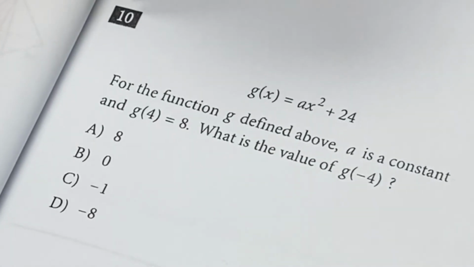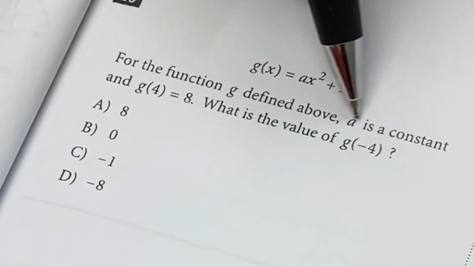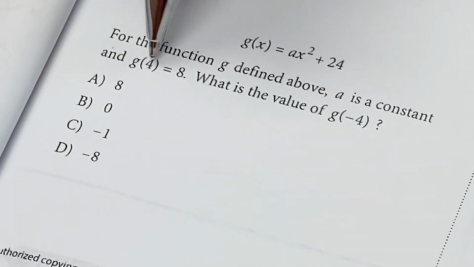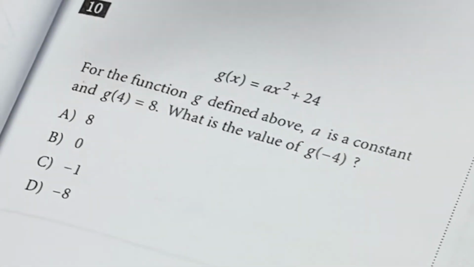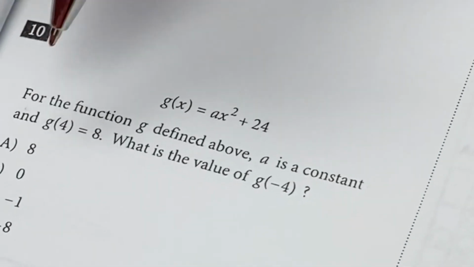SAT question of the day, day 10. Now, this question, you have an equation for the function g defined above. a is a constant, and g(4) = 8. What is the value of g(−4)? Now, what you could do is plug this in and solve for a, and that would take a long time.